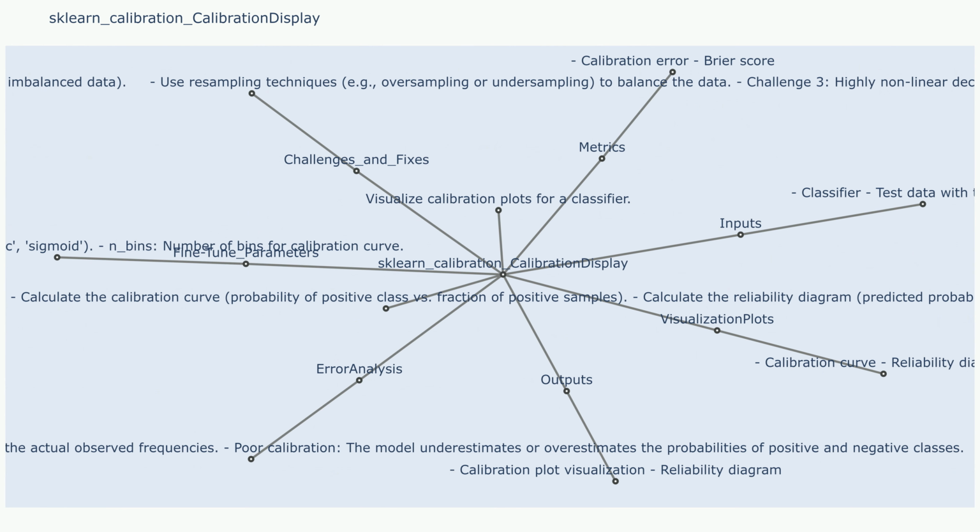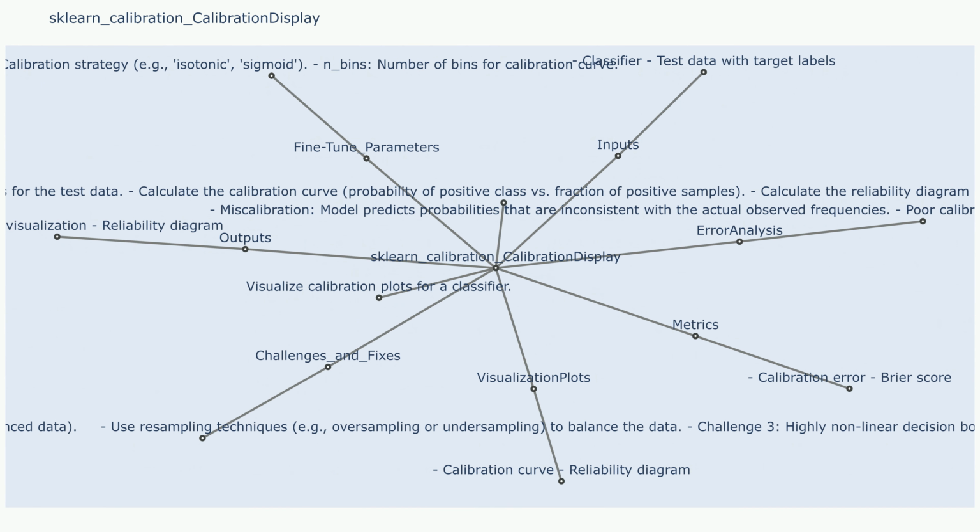Cross-validation. Employ cross-validation to estimate the calibration error more robustly by splitting the data into multiple folds, using different folds for training and calibration. Challenge 2. Insufficient data for calibration. If the dataset is relatively small, the calibration process might struggle to estimate accurate calibration parameters, leading to less reliable calibration.